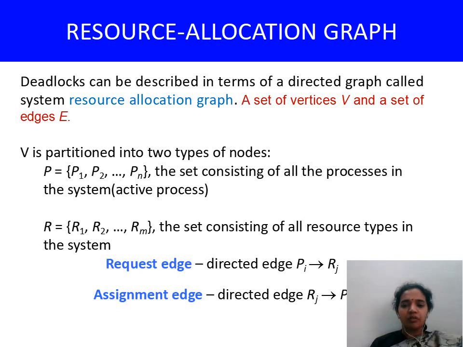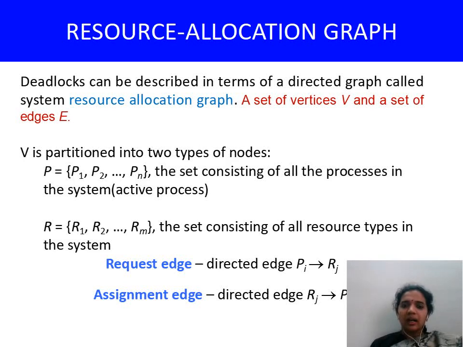A request edge is a directed arc from a process to a resource, which indicates the process has requested the resource and is currently waiting for that resource to become available. The assignment edge is a directed arc from a resource to a process. You can see the arc from resource to process, which indicates that the resource has been allocated to the process, and that the process is currently holding the resource R.